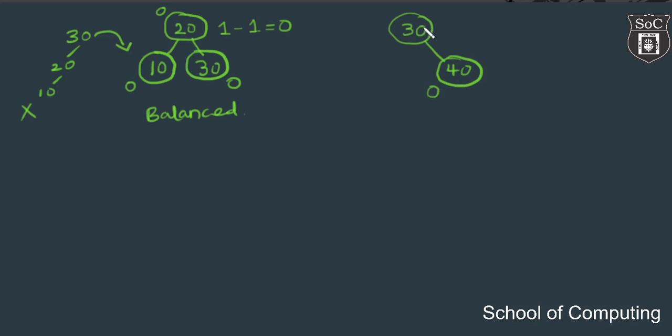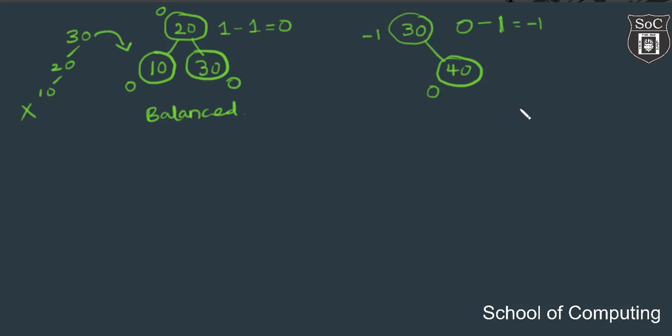Now I'll calculate height at 30. You remember the formula for calculating the height: height of left subtree minus right subtree. Do I have anything on the left side of 30? I don't have anything on the left side of 30, so it is 0. Minus what do I find on the right side? Only one edge. So 0 minus 1, the answer is minus 1. So height at 30 is minus 1, height at 40 is 0. It is perfect, it is an AVL tree, it is height balanced.